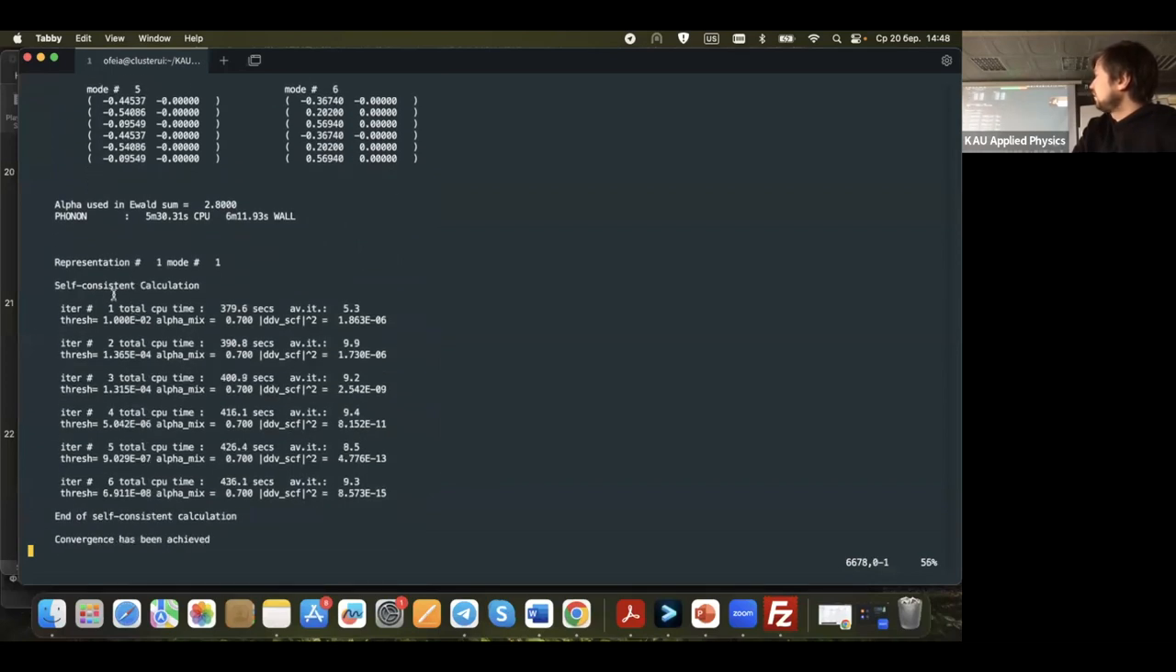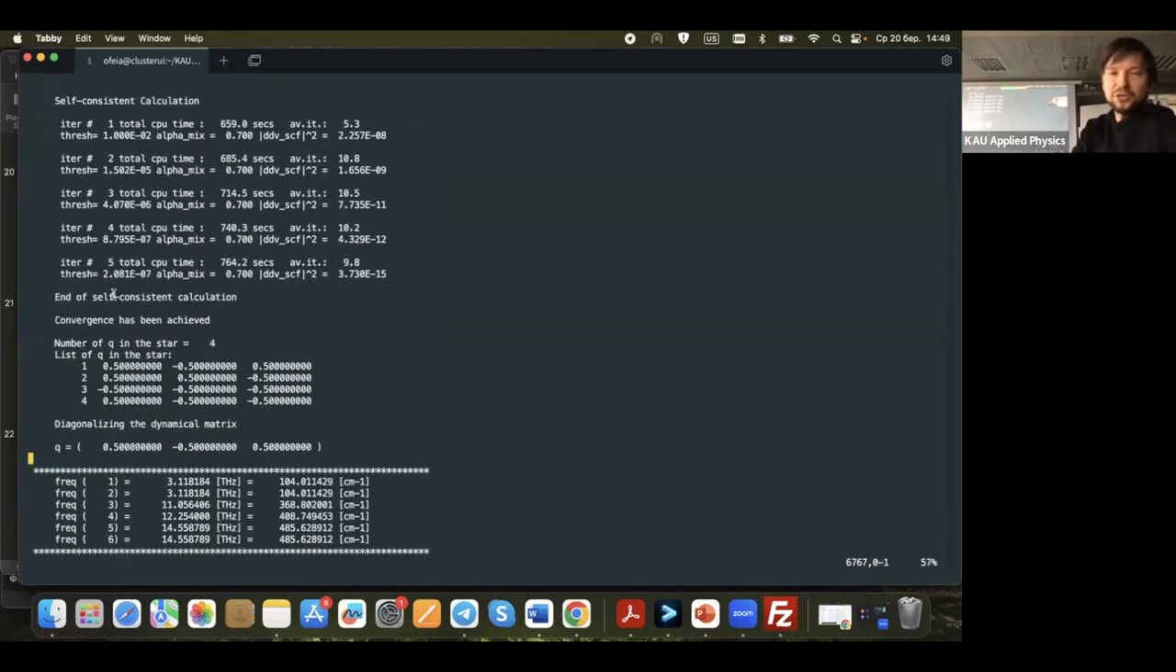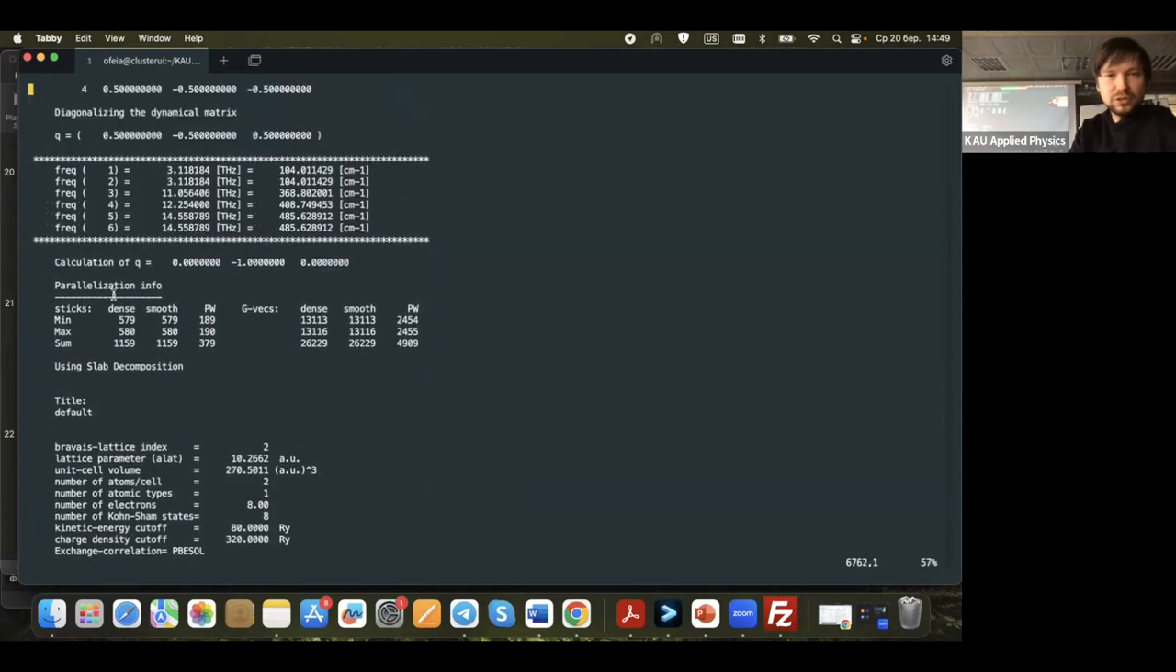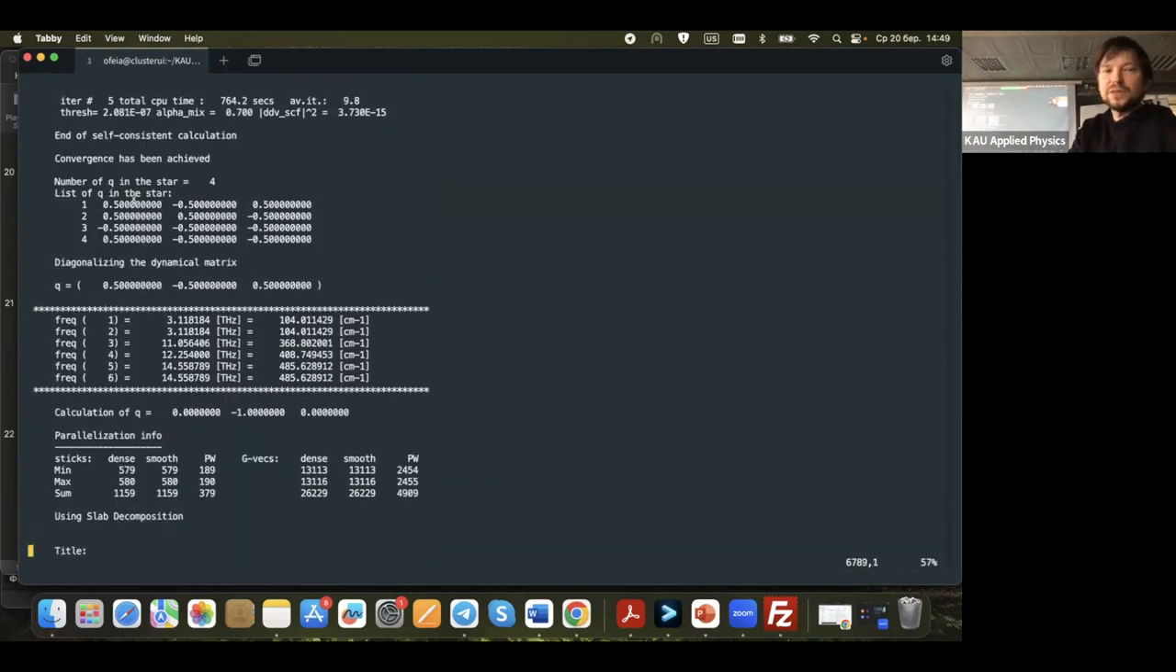So we have one SCF calculation, another. So I hope you got this. Maybe it's too much information. And we see what was the list of Q in the star of 4. It means that this irreducible Q point represented 4 Q points. We should have 8 Q points.